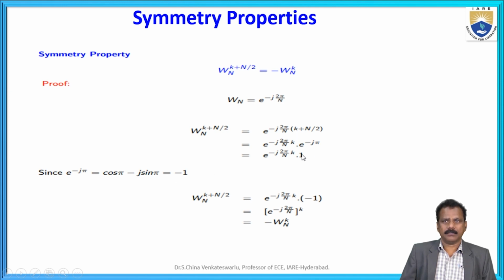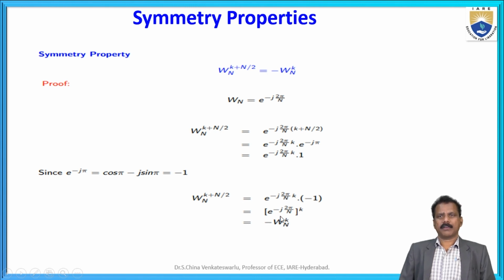Like this, 1 becomes 1. That means Wn k plus n by 2 is equal to e power minus j 2 pi by capital N into k into 1. So finally that twiddle factor is equal to e power minus j 2 pi by capital N into k into minus 1. Here you have to simplify this: e power minus j 2 pi by capital N into power k is equal to polarity, based on this polarity, minus Wn k.